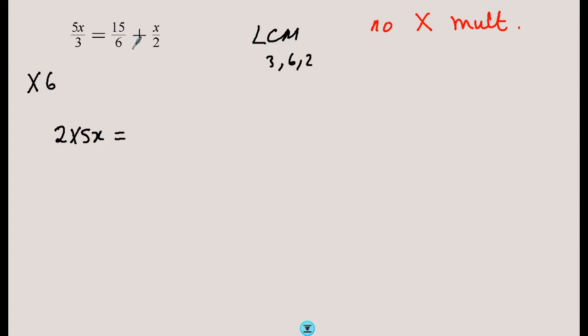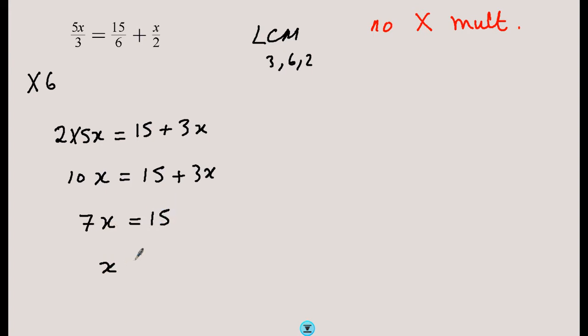6 times 15 over 6, the 6's cancel out and you're left with 15. Plus 6 times x over 2, the 6 cancels out with the 2 and you're left with 3, so that's 3x. And you're left with 10x equals 15 plus 3x. And then again mentally, you can move the 3x to this side and it comes in as minus 3x, so you have 7x equals 15, and therefore immediately x equals 15 over 7.